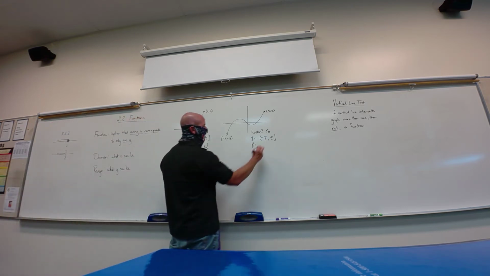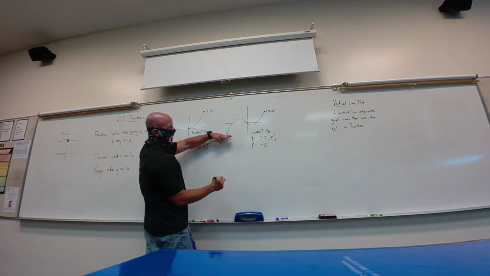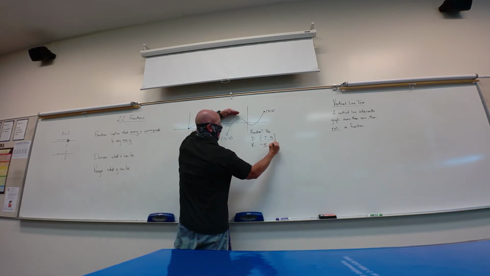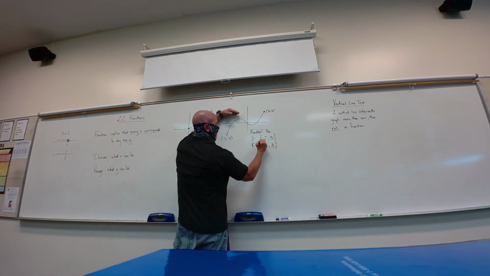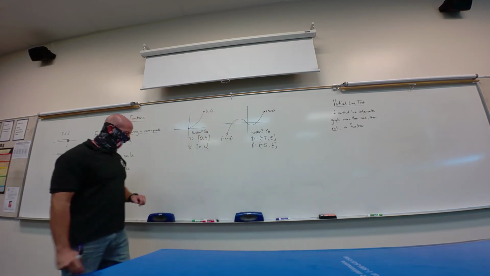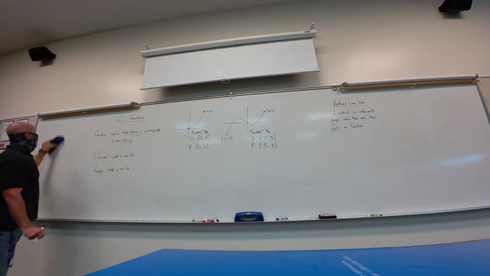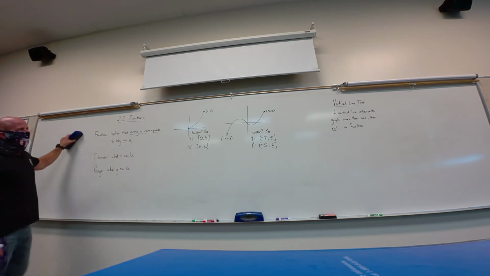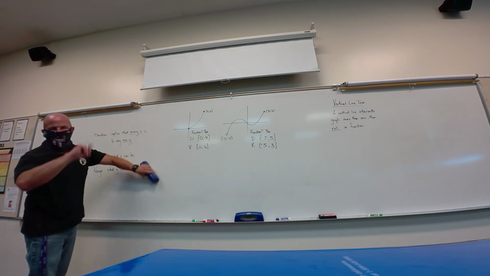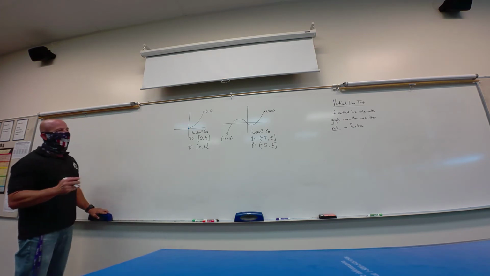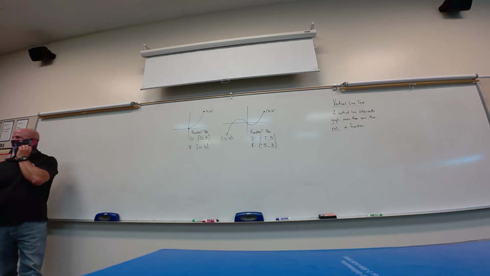So range, smallest y is -5, up to the largest y, 3. Bracket on the 3, parenthesis on that -5. So I gave you ones there that had an open or closed circle on the end. If you see arrows on the end, that means it just keeps going. Okay?